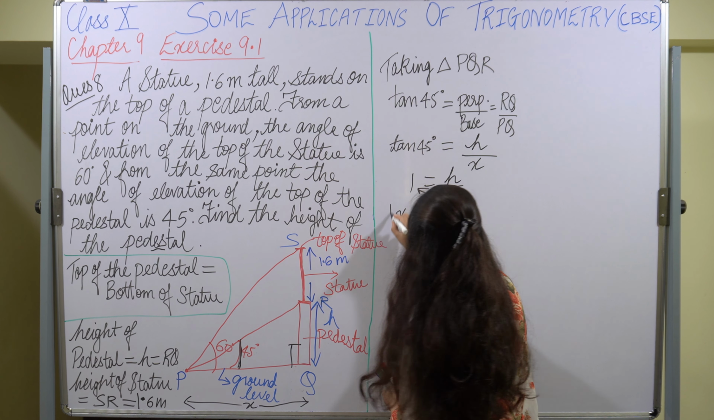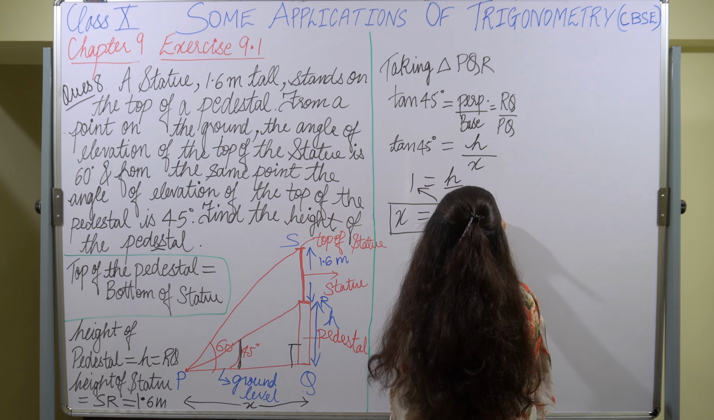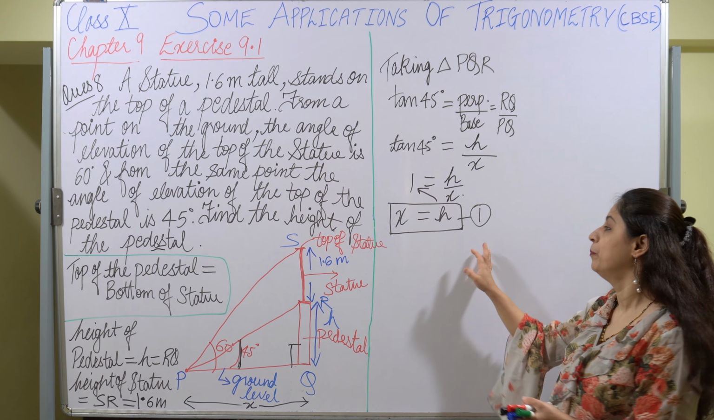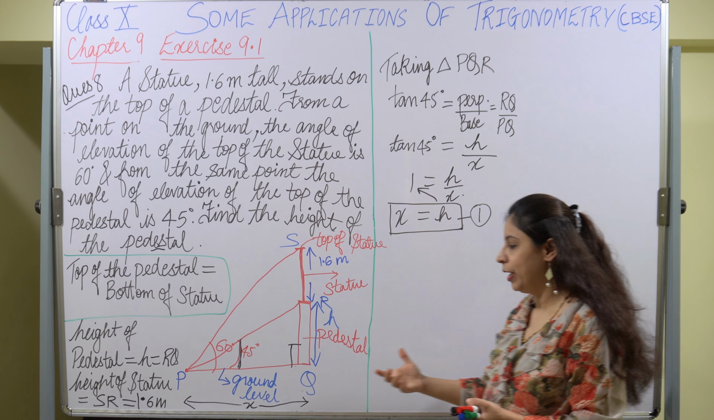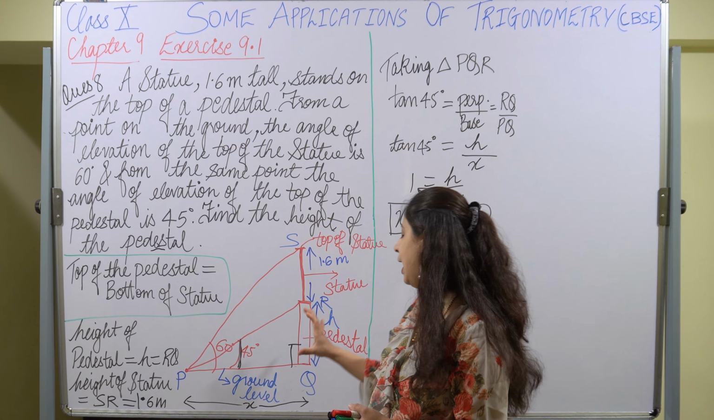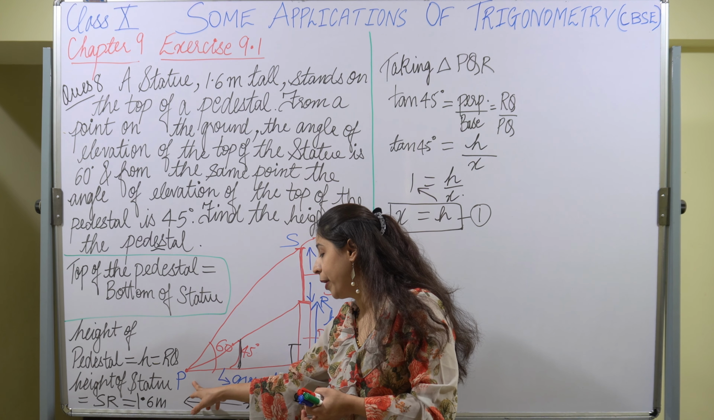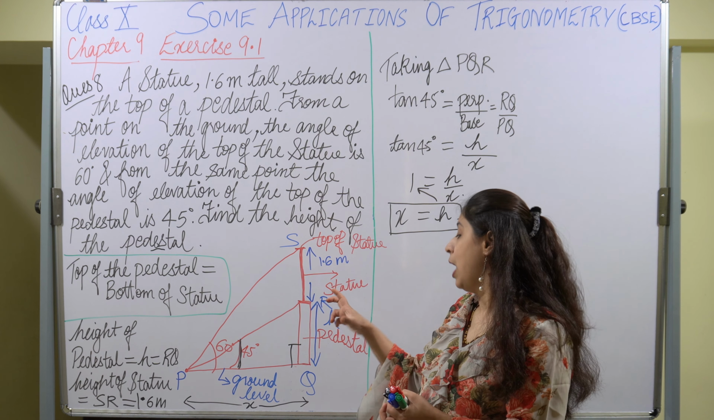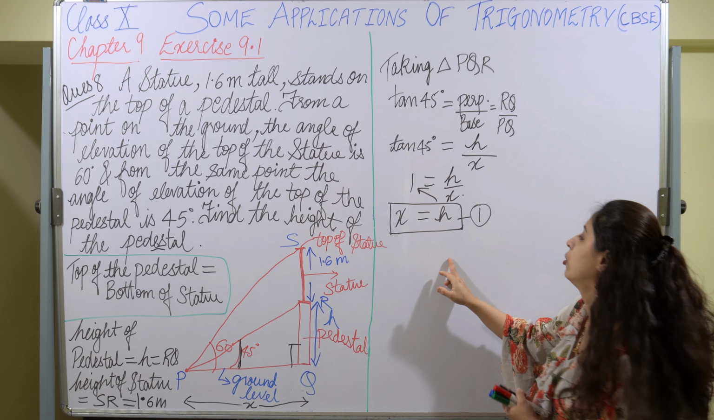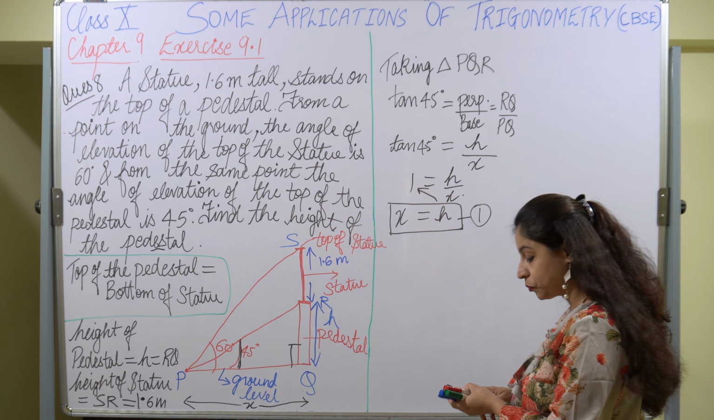We will be getting the value of x to be equal to h. Let us mark this equation as 1. So the ground level we have got is equal to h. That means the distance of the point on the ground from the pedestal and the height of the pedestal are equal. That means h is equal to x, or x is equal to h.